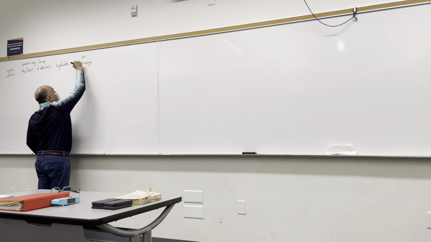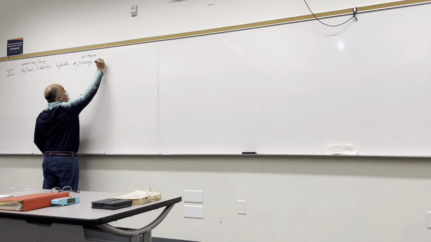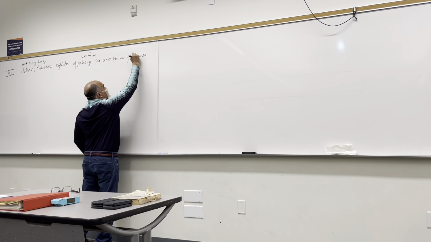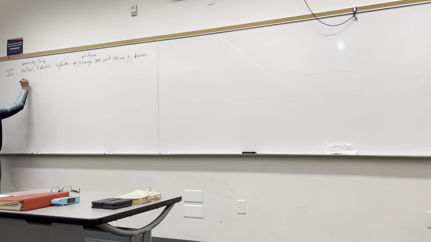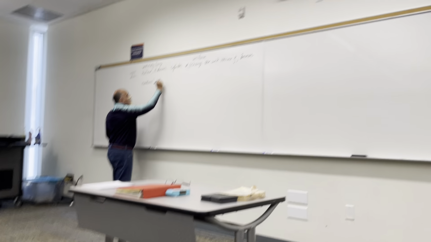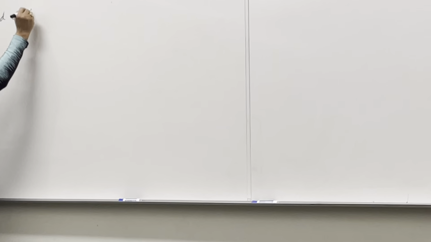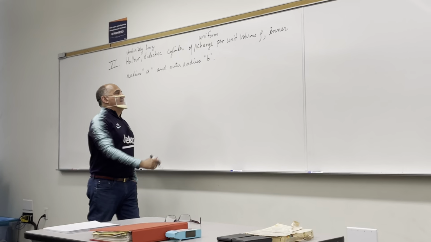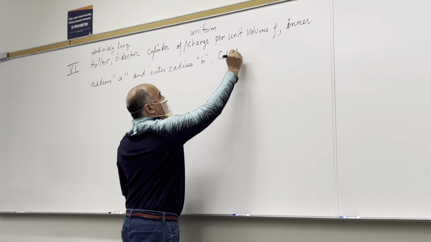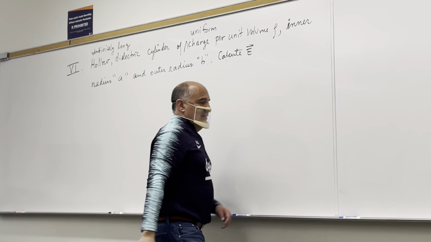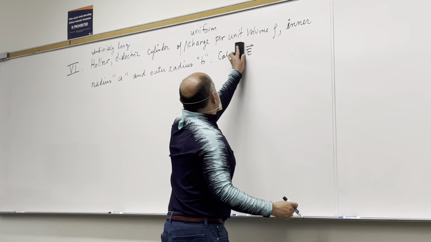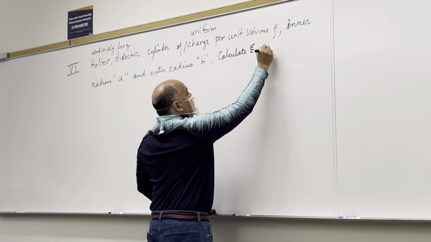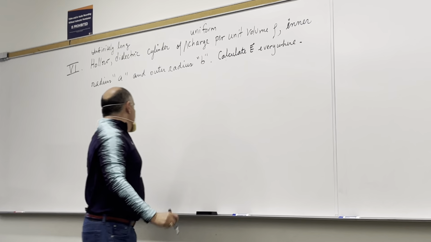Let's say the charge is uniform. How about I add the word uniform? Charge per unit volume, rho, inner radius a, and outer radius b. Calculate E everywhere.